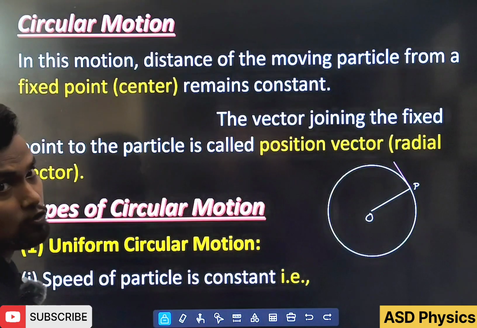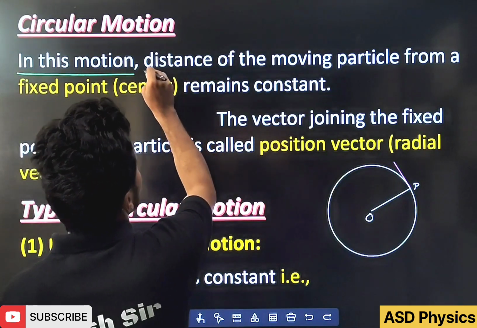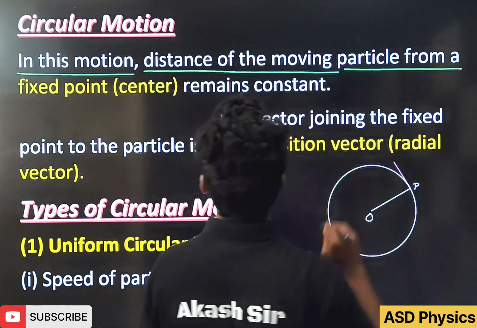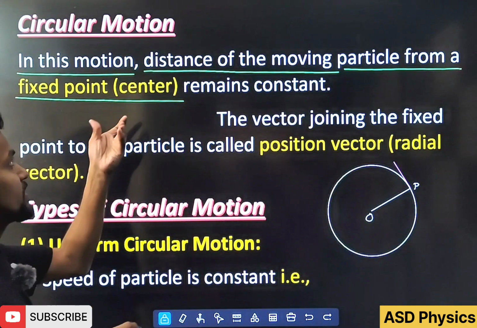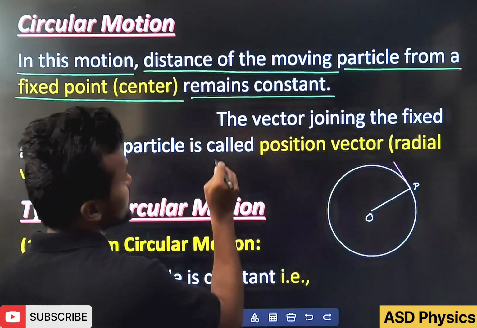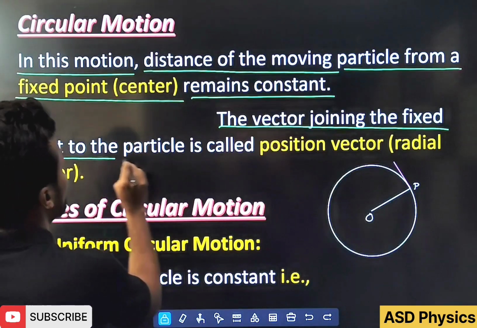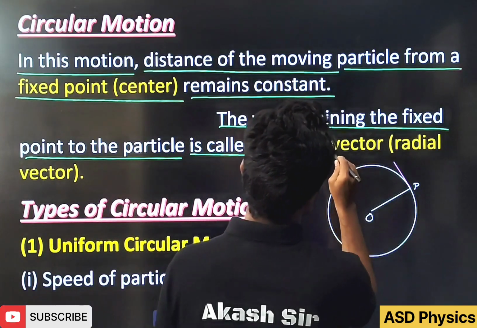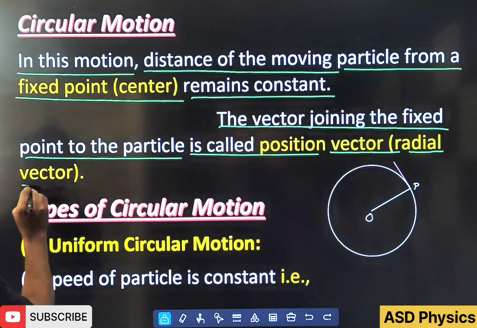So here you can see the topic is circular motion. In this motion, the distance of the moving particle from a fixed point, which is called the center, remains constant. The vector joining the fixed point to the particle is called a position vector, or a very important name, a radial vector.